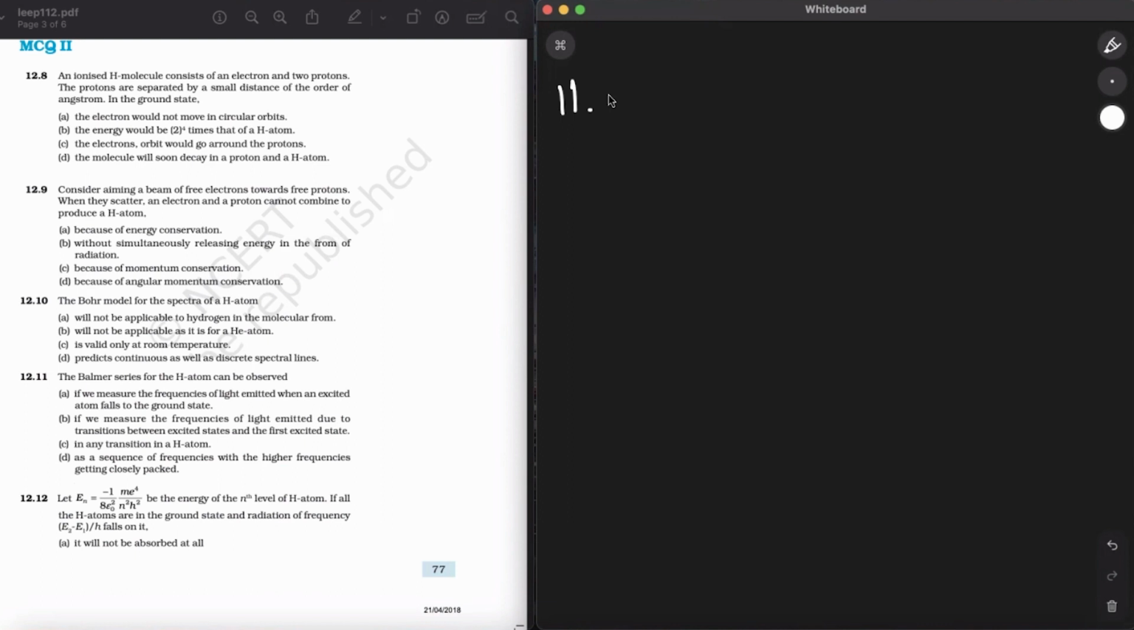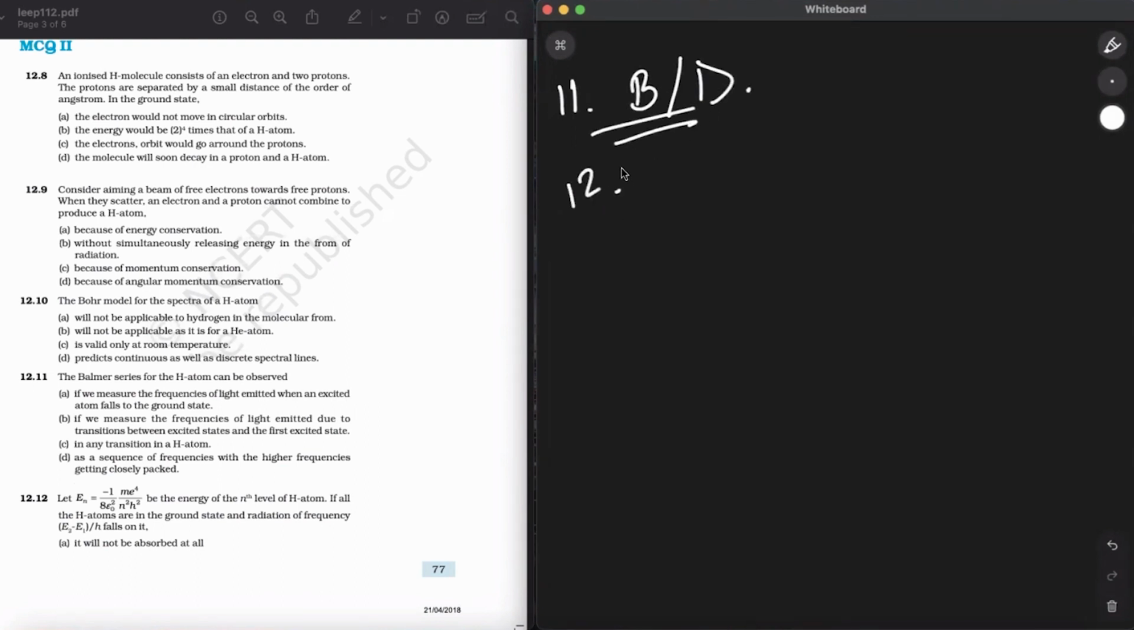Option C is any transition in an H atom. No, this is not correct. Option D is a sequence of frequencies with the higher frequencies getting closely packed. This statement is correct. So the correct options are option B and D for this.